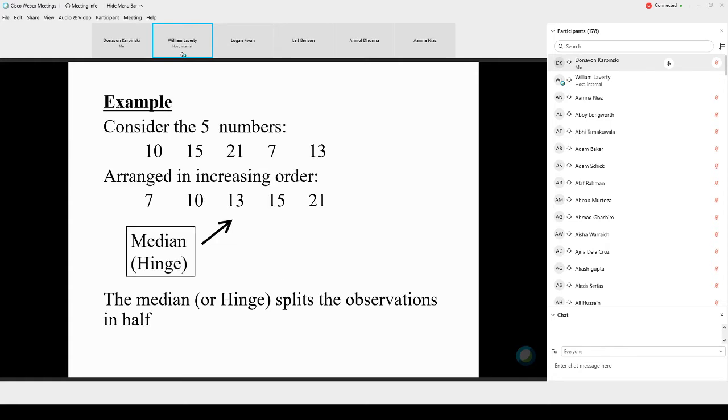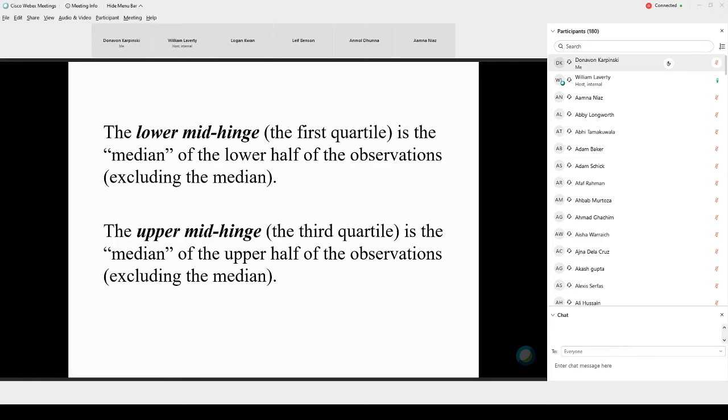So here are 5 numbers: 10, 15, 21, 7, and 13. Arrange them in increasing order. There's 5, so there's a unique middle observation, that's 13. The lower mid-hinge, or the first quartile, is the median of the lower half. If the median was one of the observations, you drop it out. The upper mid-hinge, that's the third quartile, is the median of the upper half.